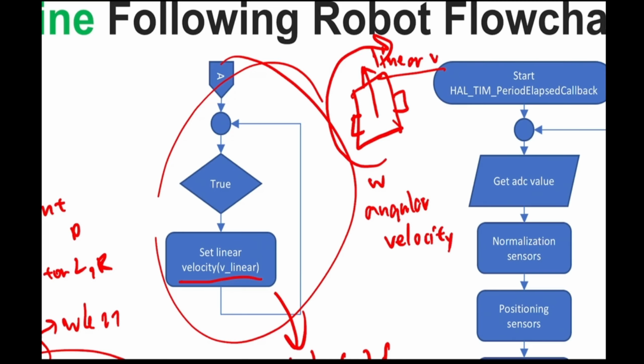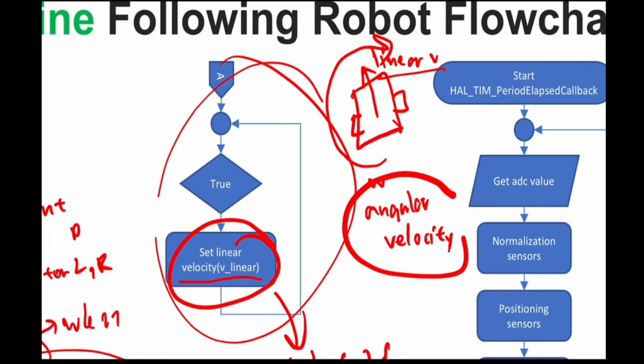Okay, so for this thing we just give the robot a constant. We do not control it, we just give the command. But angular velocity we have to control, because we will use the angular velocity to make the robot align to the line.